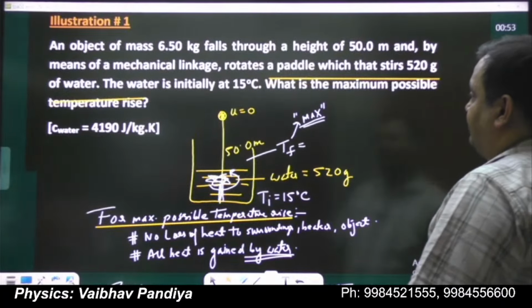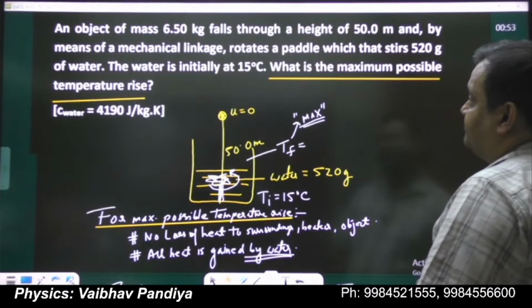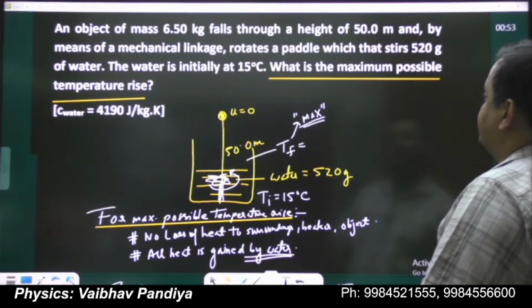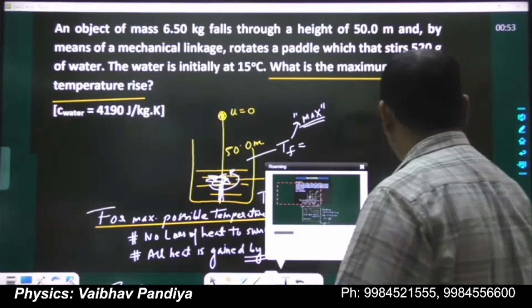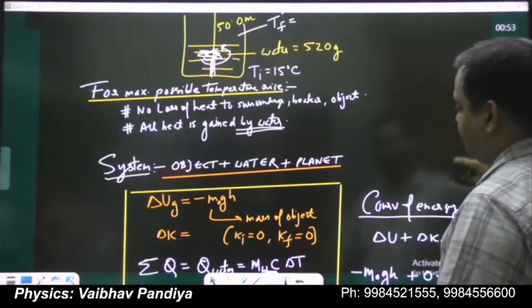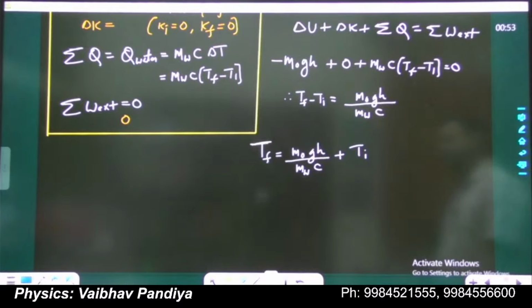Initial temperature is 15 degrees Celsius. Height is 50 meter. Object has a mass of 6.5 kg and water has a mass of 520 gram. So you can simply put the values and you will get the answer. It's simple maths, straightforward calculation. Put the values and you will get the answer for the final temperature.